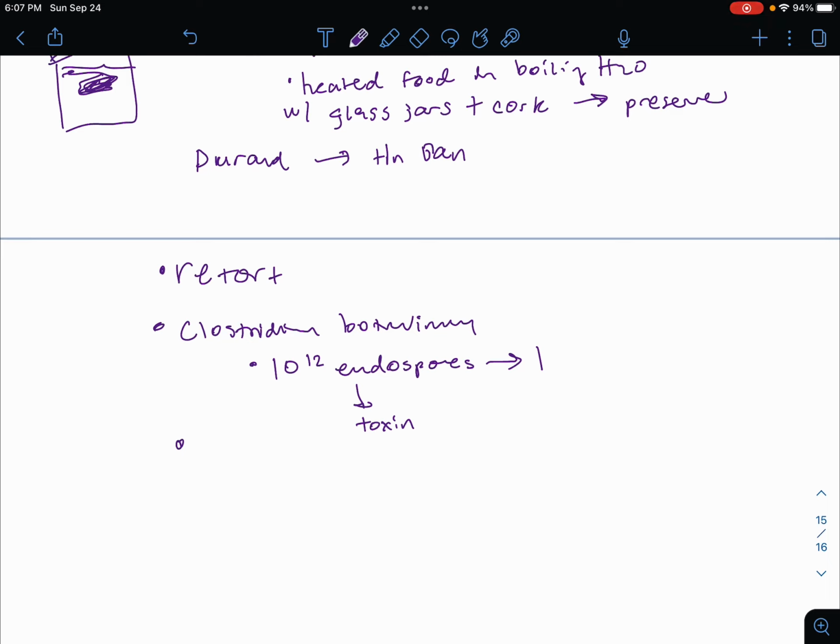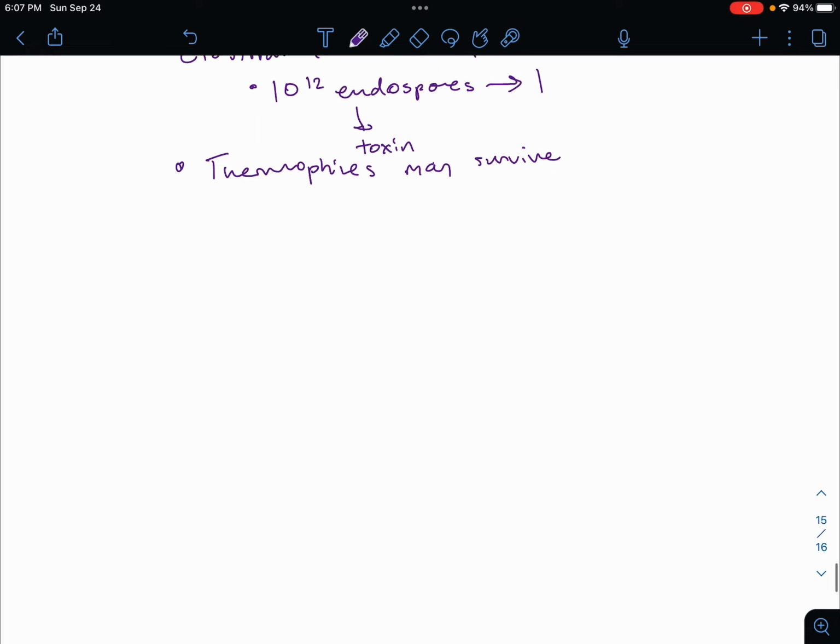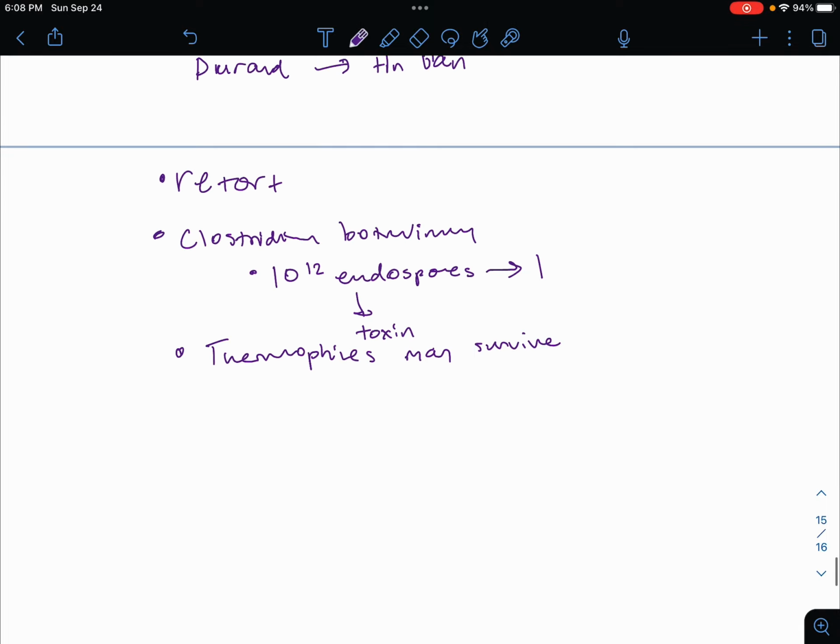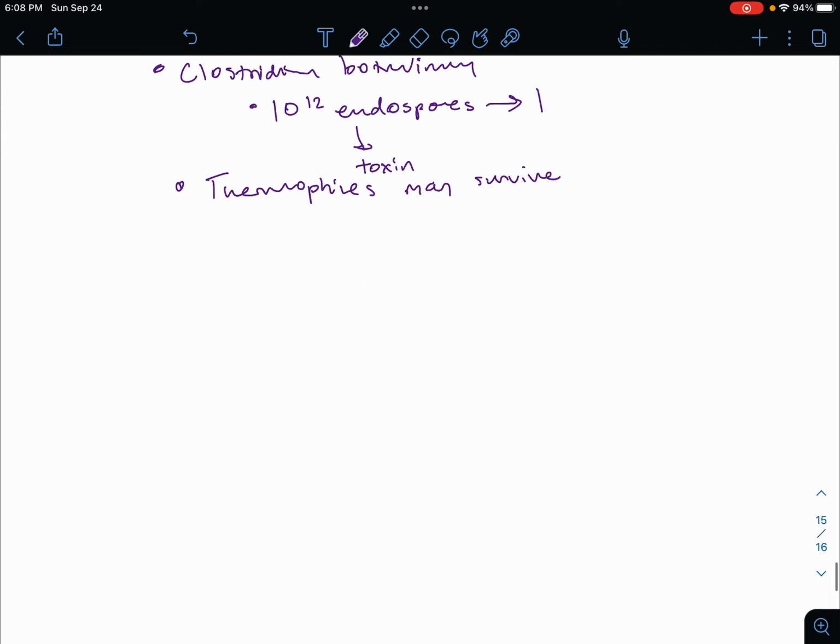However, endospores of thermophiles may survive. So just again, food for thought, no pun intended. Please don't eat pink sauce or anything that contains raw food or ingredients in an unautoclaved or unsterile process, because that's really bad. You don't want those Clostridium botulinum ruining your day.